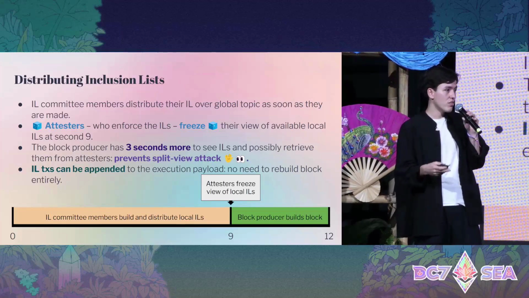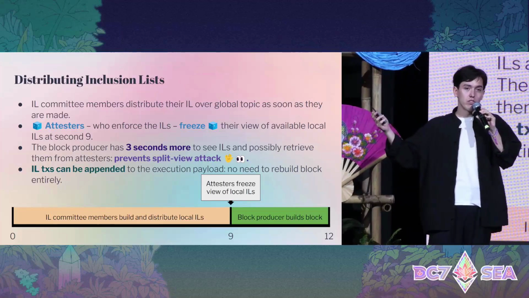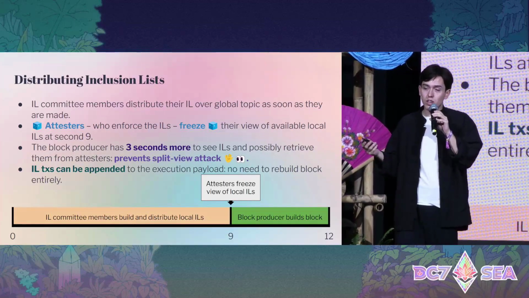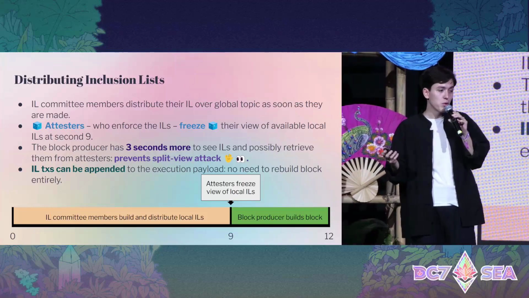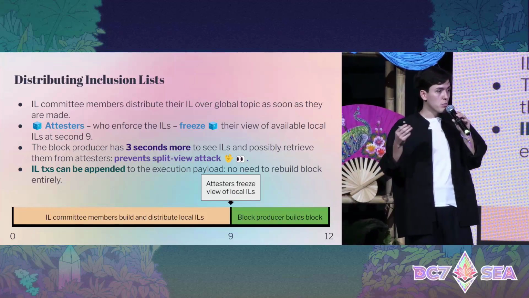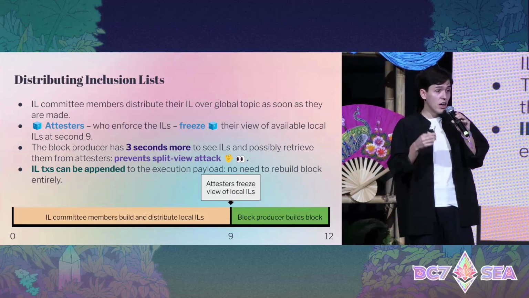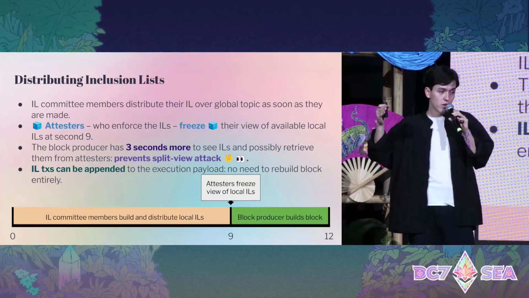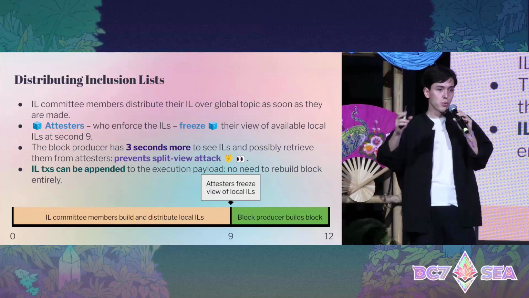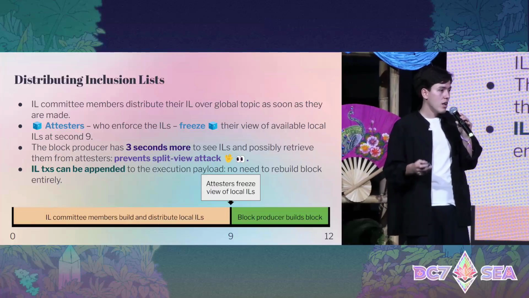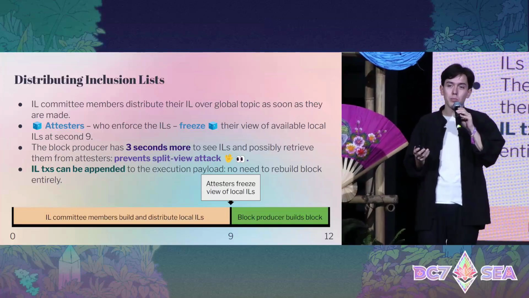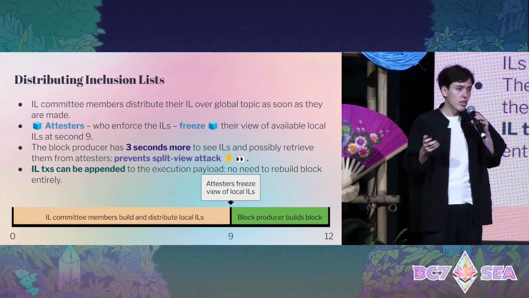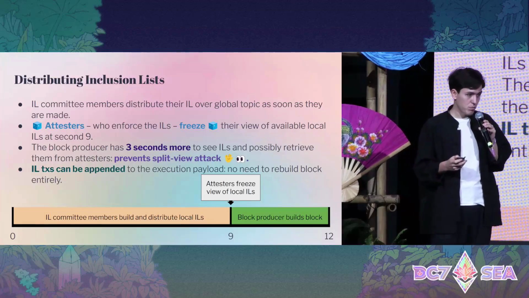You could imagine that if the attesters think that there are more inclusion lists than the proposer, then the proposer can't adhere to the rules of the inclusion list because it simply doesn't know what's available. So we give the block producer 3 more seconds to act on it to prevent the split view. So if the block producer doesn't have the inclusion list at second 9, the attesters can still propagate it to the block producer. The block also doesn't have to be entirely rebuilt. Inclusion list transactions can be appended to the block, meaning that it can be done fairly quickly.